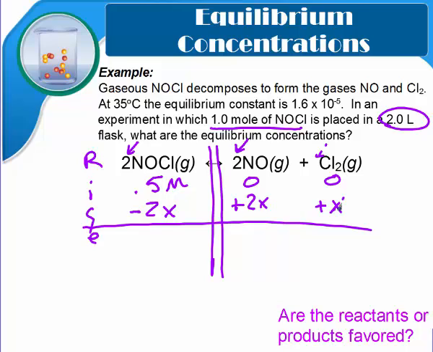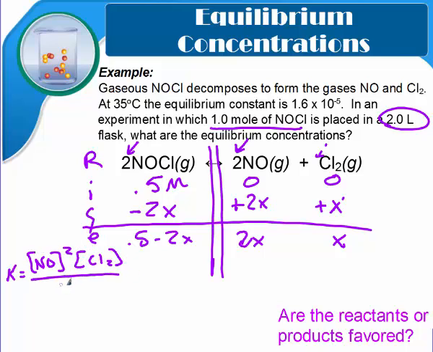Since I don't know what x is, I'm going to look at my equilibrium line and say that it's going to be 0.5 minus 2x. NO will just be 2x because 0 plus 2x is 2x. And chlorine will just be x. Writing my equilibrium expression, and plugging in my values to it.